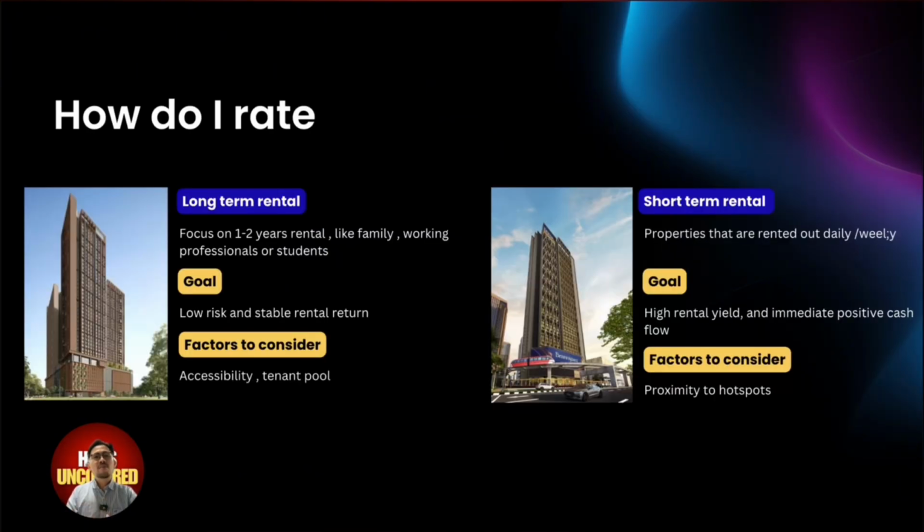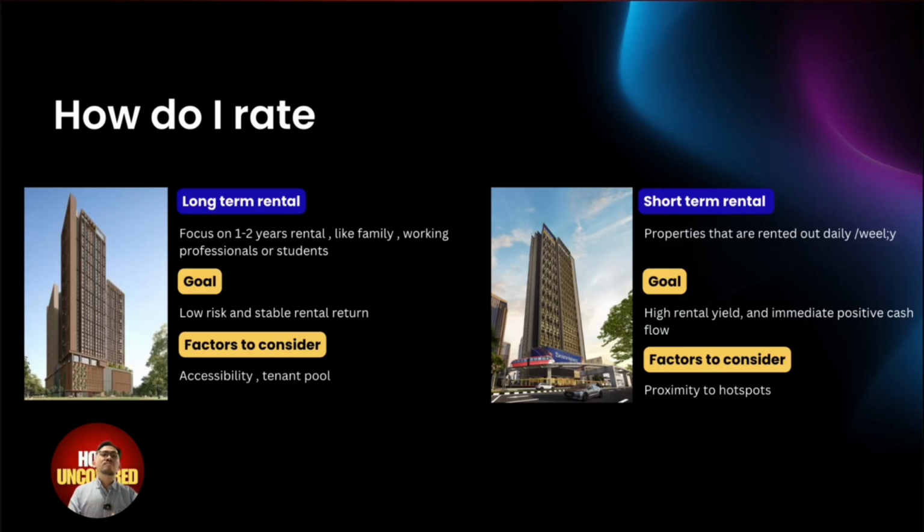In order to give you a more thorough explanation, so that you can see not just the advantages but also the disadvantages, I will rank the project based on these 5 aspects. Number 1 is long-term rental. When we talk about long-term rental, I'm focusing on whether the property has the potential to target tenants who are looking for 1 or 2 years of tenancy or even more. Normally, these types of tenants are families, working professionals, or students. So our goal here is to achieve low risk and stable rental return.